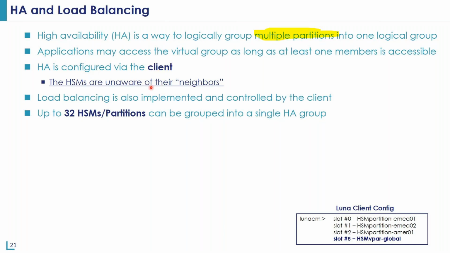There is no networking open. There is no communication happening between the HSM members directly. Load balancing will also be controlled by your Luna client. The maximum it could have is 32 members. One HA can have 32 partitions in an HA group.